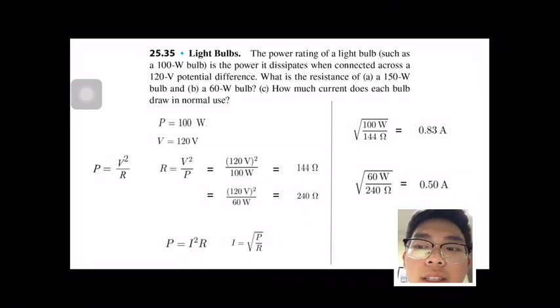Next, we input our second equation, which is the square root of 60 watts over 240 ohms, and we end up with the answer of 0.5 ampere. This is the current for the 60 watt bulb.